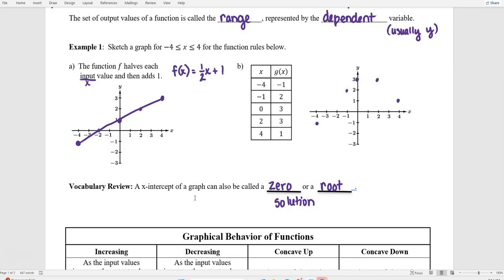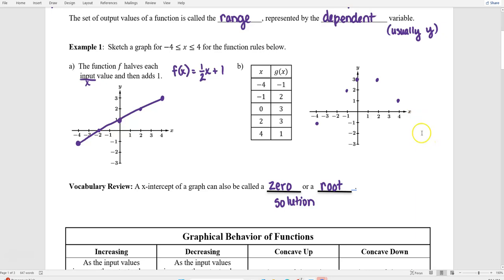So we're looking at a lot of different features of graphs today, and a lot of times we might be asked to give those pieces of information. So if for A I was asked for a zero or a root, then x equals -2 is my zero or my root. What about for B?